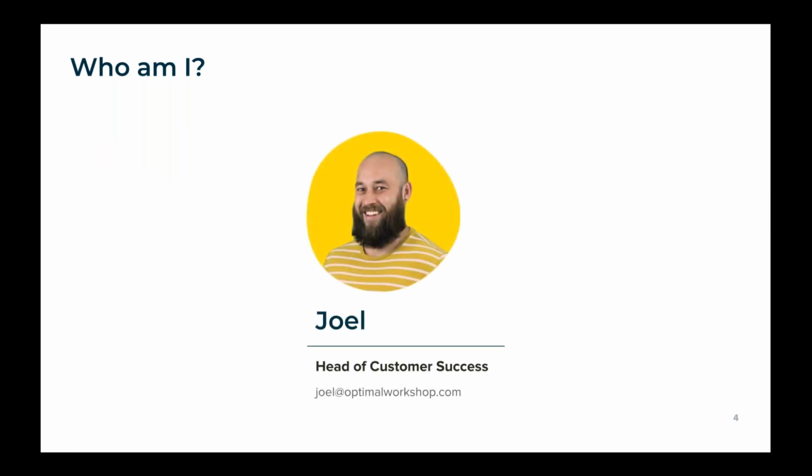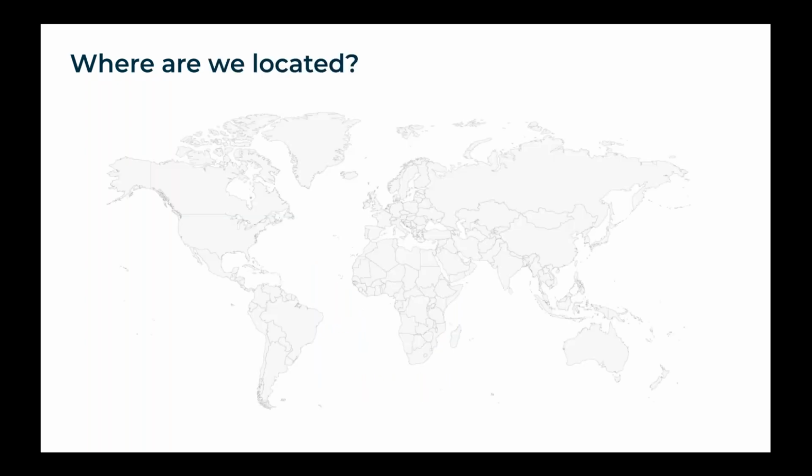And who am I? Why am I here talking to you today? Well, I'm Joel. I am the head of customer success at Optimal Workshop and work hands-on with the largest companies we work with, which is really exciting because it means I talk with a lot of fantastic researchers and help them figure out how to deploy our methodologies to get them the answers that they're looking for. And I absolutely love being there and working in that space.